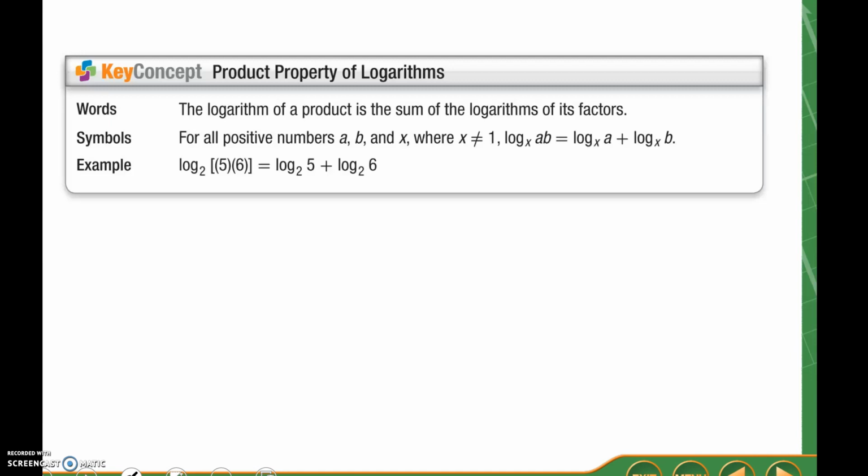The first one is the product property, so how we multiply in logs. Multiplication in logs is addition. We know logs are either really big numbers or really small numbers, and that's why we use them, because when we multiply, we add the two together. But the bases have to be equal. So if this base equals this base, I could rewrite this as 5 times 6, or I could write 5 times 6 as log base 2 of 5 plus log base 2 of 6. So we can go back and forth on that.